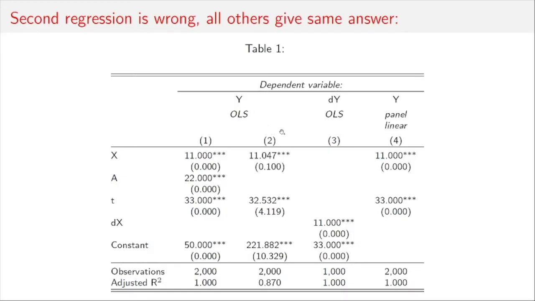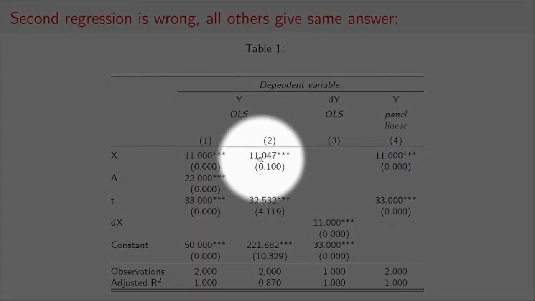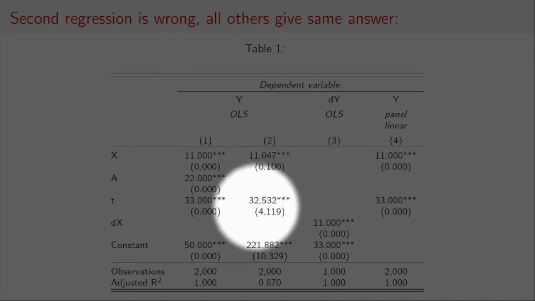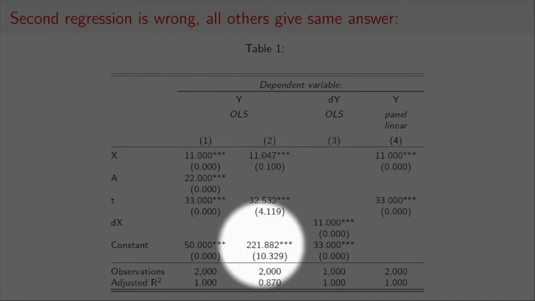But now look what happened in the second equation. We didn't know a, and we ignored it, so we get a biased beta, we get a biased tau, and we get a biased constant. And of course the r squared does not match perfectly.